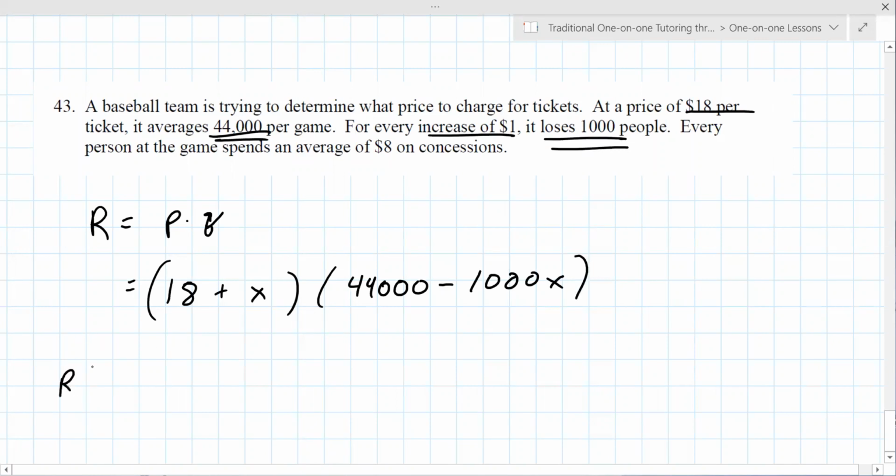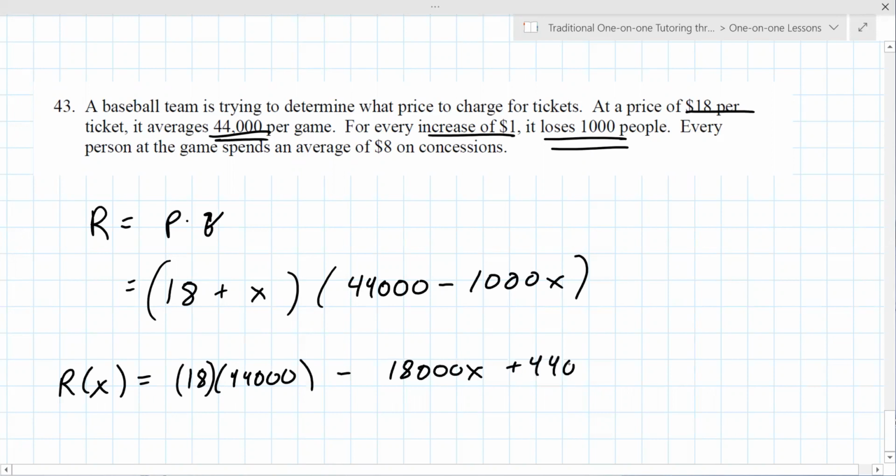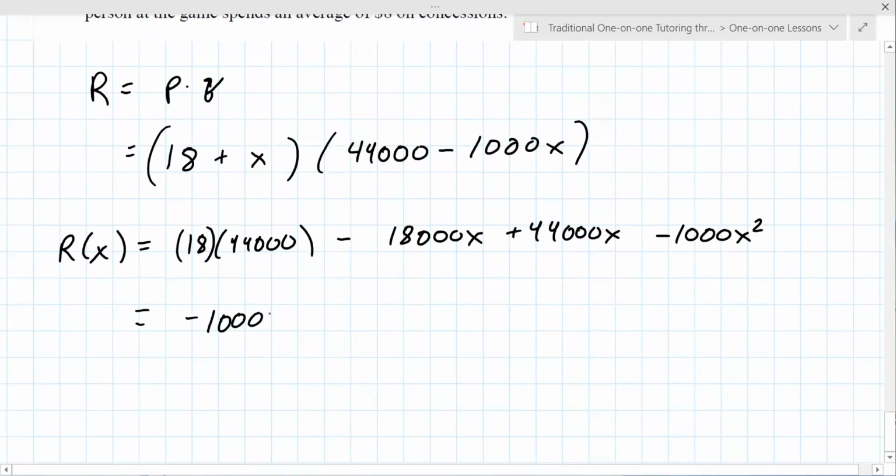And you can FOIL this if you want. So it's 18 times 44,000 minus 18,000 X plus 44,000 X minus 1,000 X squared. So just rearranging this a little bit, and that becomes minus 1,000 X squared plus 26,000 X plus 18 times 44,000.